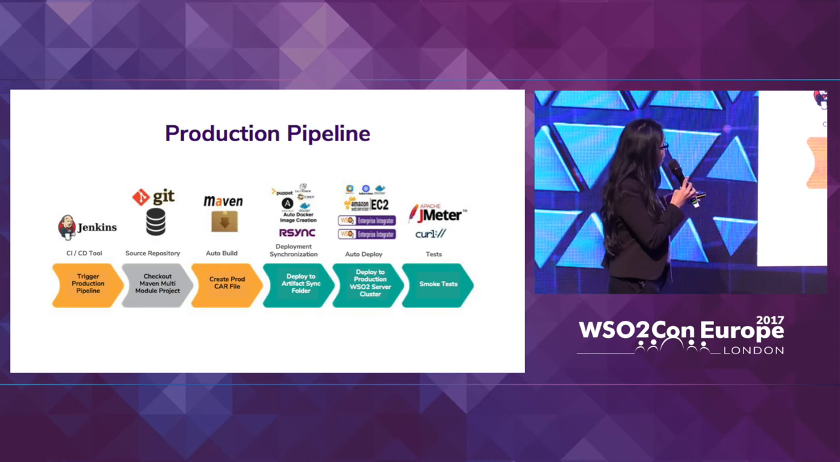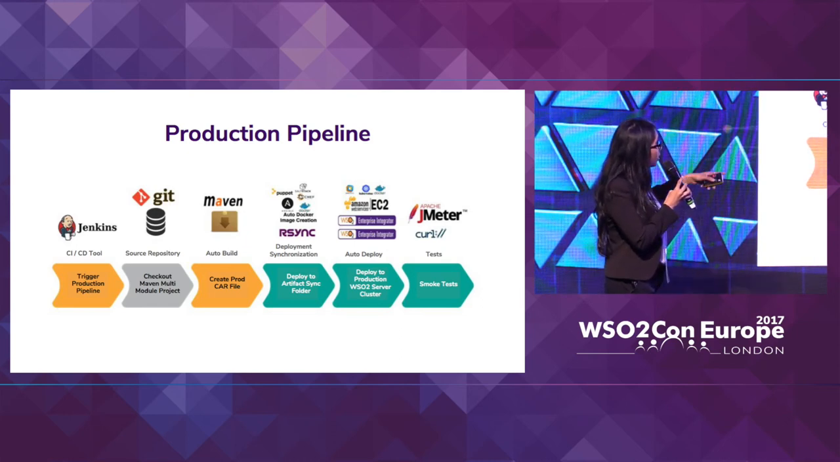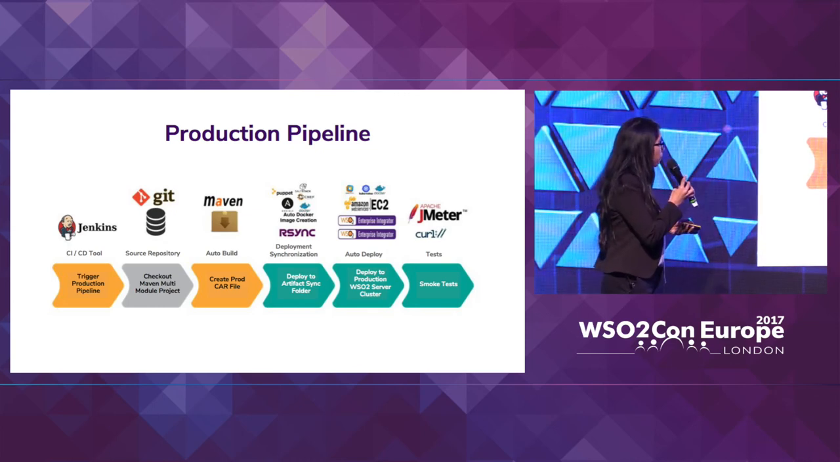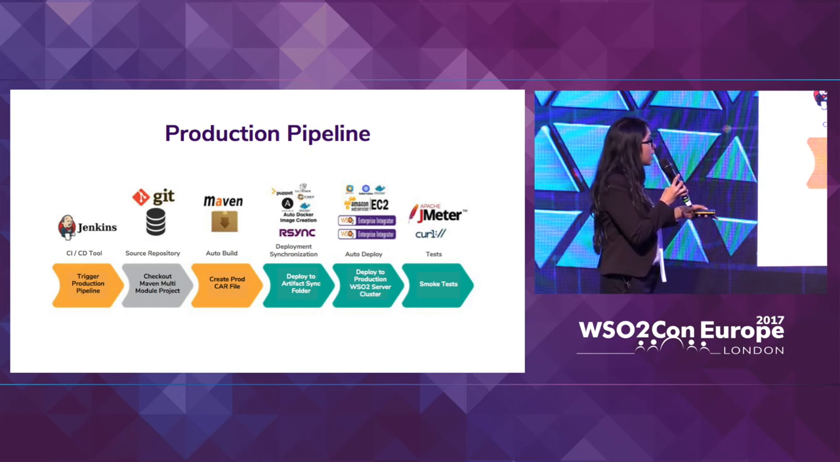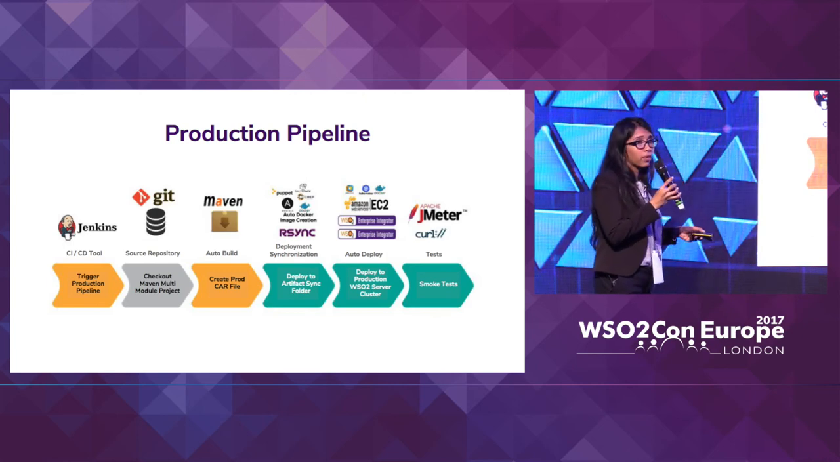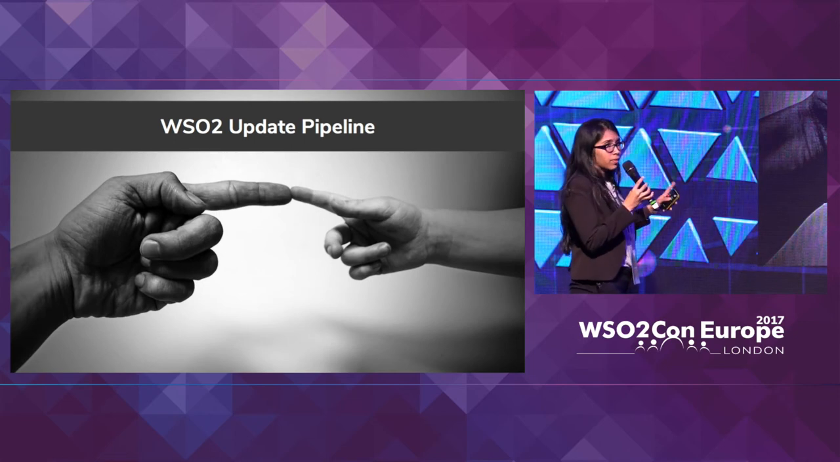And again, you can build the production car file. And so the rest of the steps will be carried out depending on how you want to push everything into production. So you can deploy the artifacts to a sync folder again, and then deploy to the production WSO2 server cluster, and then you can carry out some smoke tests to see if everything's working out fine in the production environment. So that's the example there.